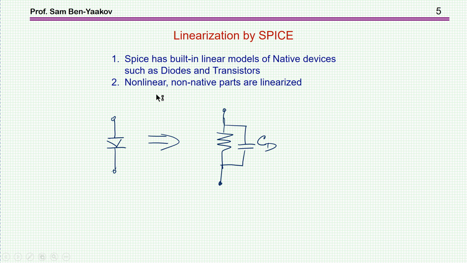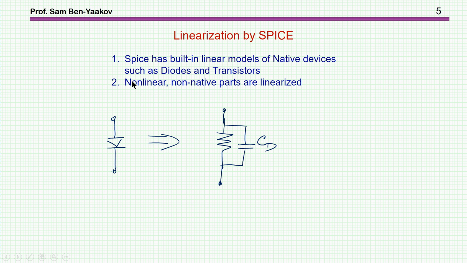When we are talking about linearization by SPICE, there are actually two types of linearization that can take place. One is using built-in native models which are available for devices which are recognized by PSpice. For example, a diode is a native element, and SPICE has a built-in template of this linear representation of this diode at a given operating point.